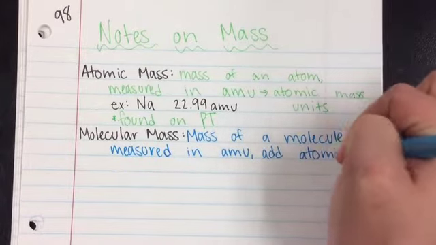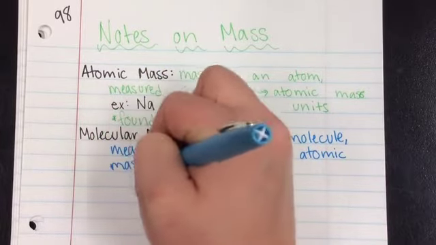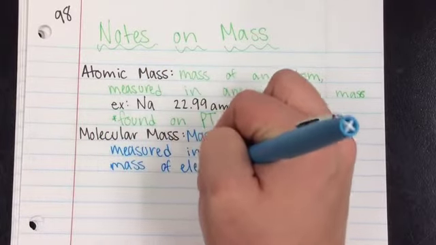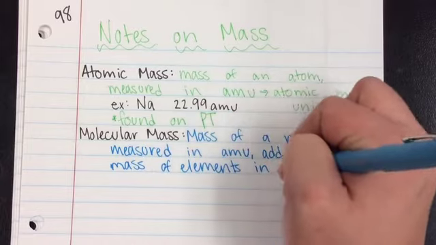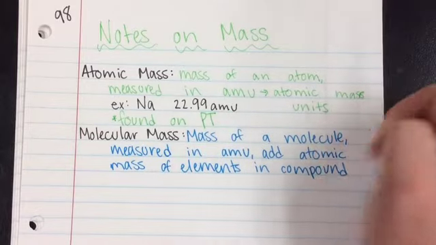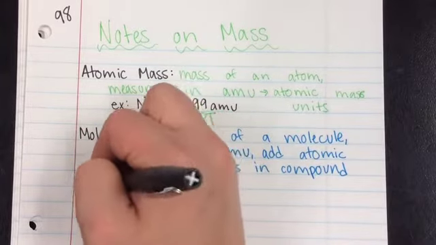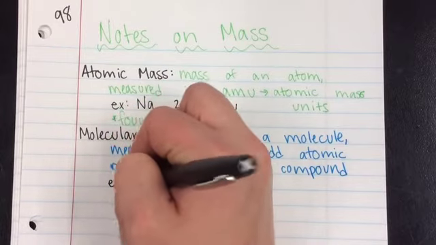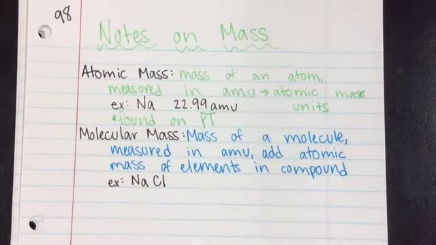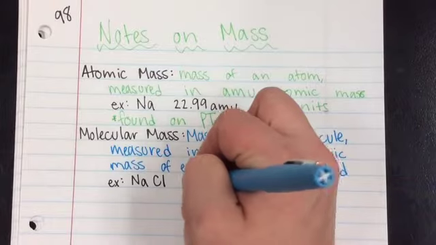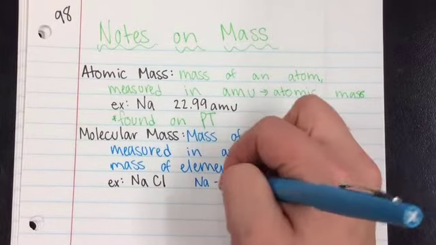To find it, we add the atomic mass of each of the elements involved in the molecule together so that we can find the total mass of all of them. Kind of like if you had 6 people on an elevator and you wanted to know the total weight in there, you'd add them all together. So our example here is going to be NaCl.